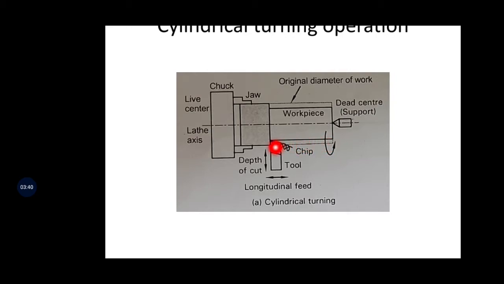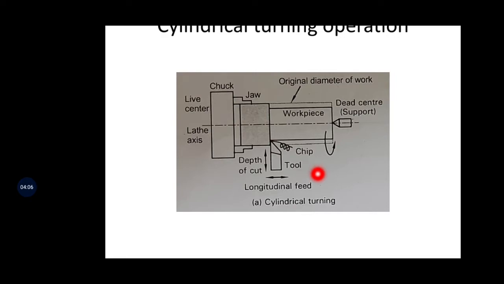Once the tool reaches the last end, you have to stop it, or take the tool back, and then come back again. Again you have to start from here. Like that you have to give the feed by the carriage wheel. The speed you have to fix, and the depth of cut is given by using the tool post wheel. When you rotate the tool post wheel, you give how many mm of material you want to remove.